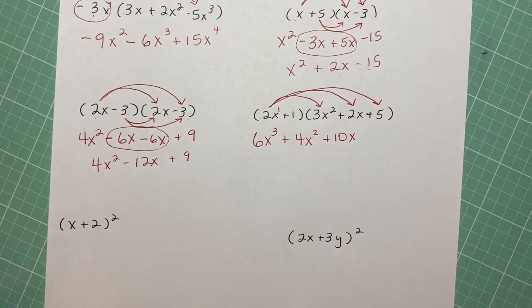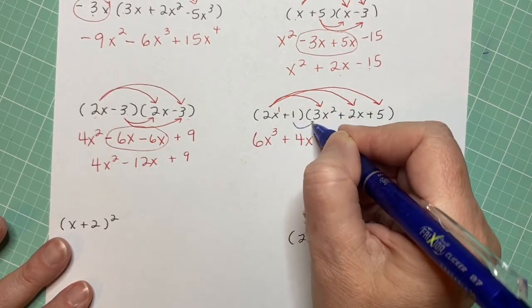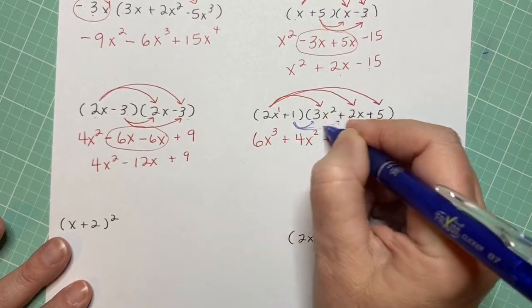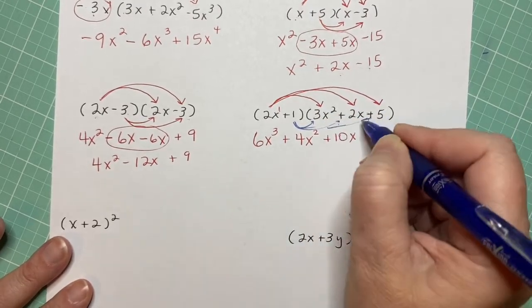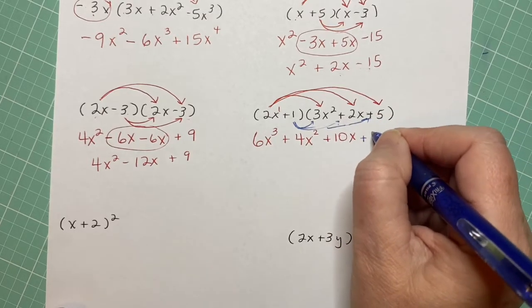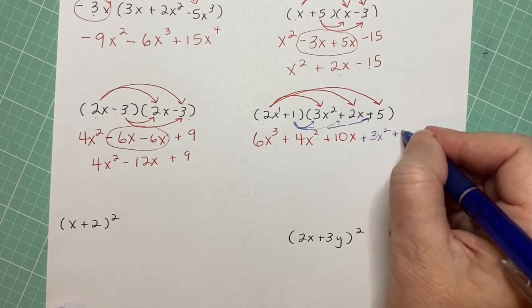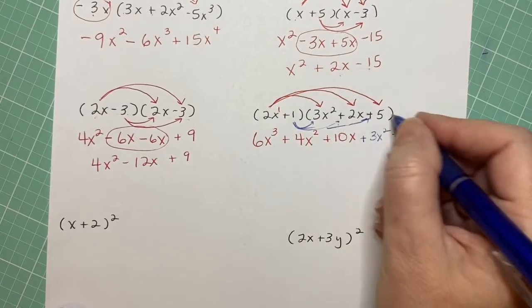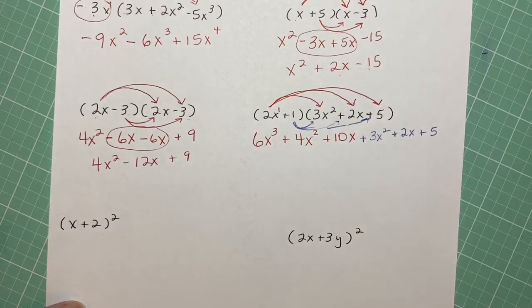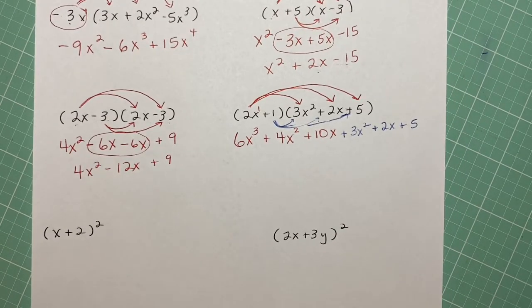So I did the first one times everything. Now I'm going to switch colors here just so you can see the difference. And now I'm going to do the second one times everything. Oh, this pen is running out. So I'm going to say 1 times 3x squared is just 3x squared. 1 times 2x is just 2x. And 1 times positive 5 is just positive 5. So you do the first one times everything, and then the second one times everything.